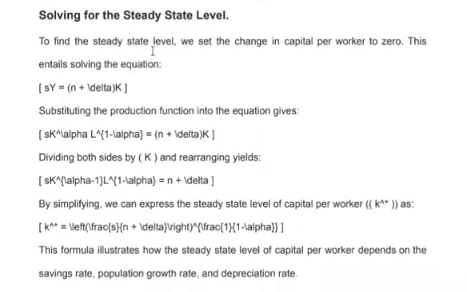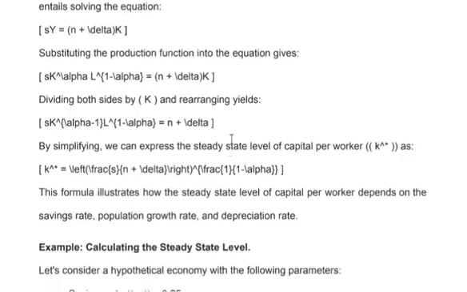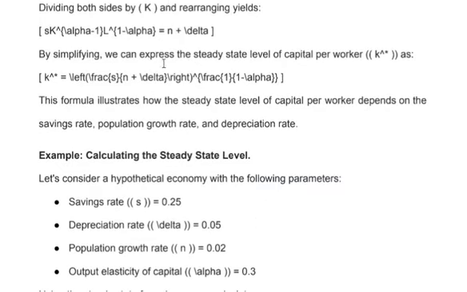Solving for the steady-state level. To find the steady-state level, we set the change in capital per worker to 0. This entails solving the equation sy = (n + δ)k. Substituting the production function into the equation gives sk^α L^(1-α) = (n + δ)k. Dividing both sides by k and rearranging yields sk^(α-1) L^(1-α) = n + δ.